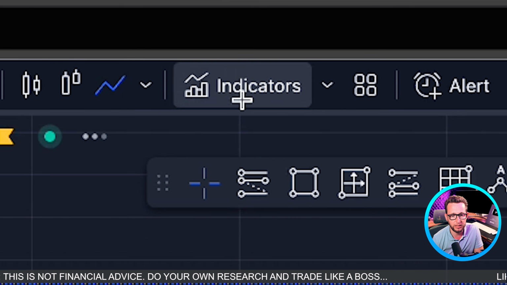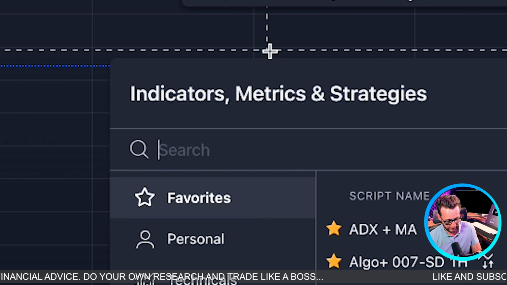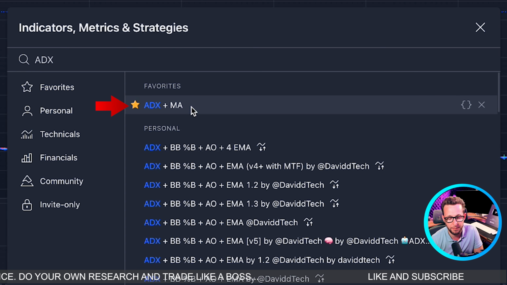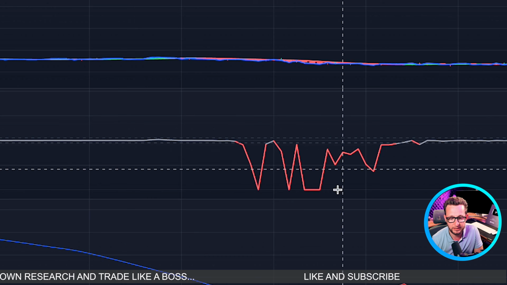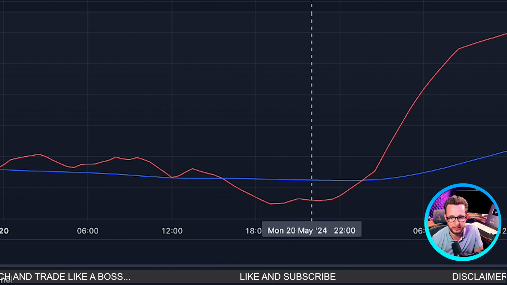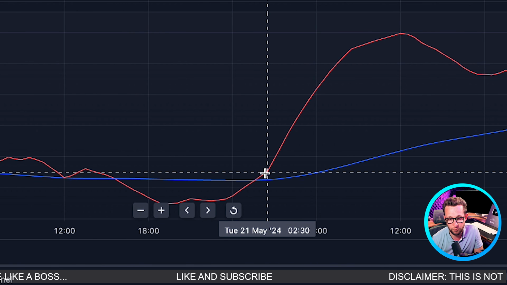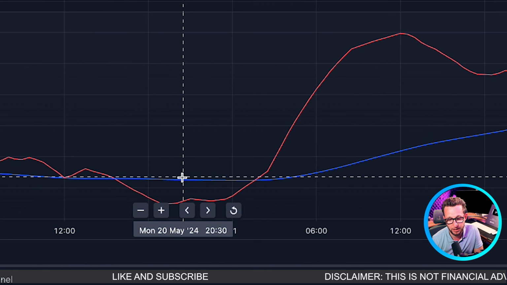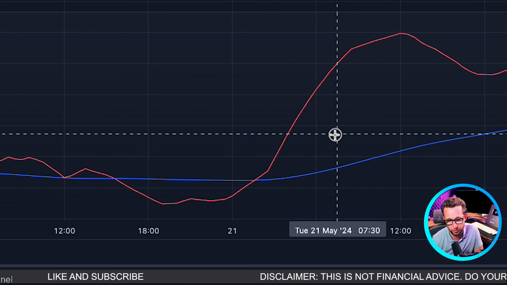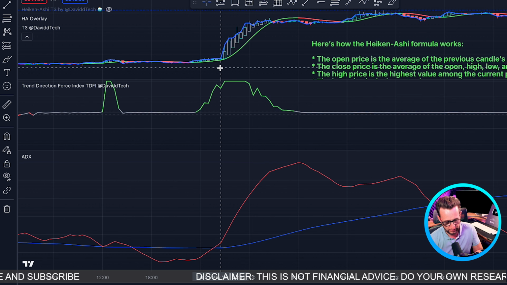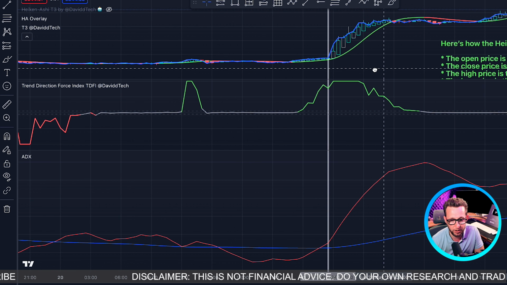Our final indicator that we're going to be adding is the ADX. The ADX and MA by David Tech just here. Now this is going to give us our volatility index here. We're just looking for the red line, which is the ADX, to be above the moving average, which is this blue line here. As you can see just here, we would have an absolutely perfect entry.